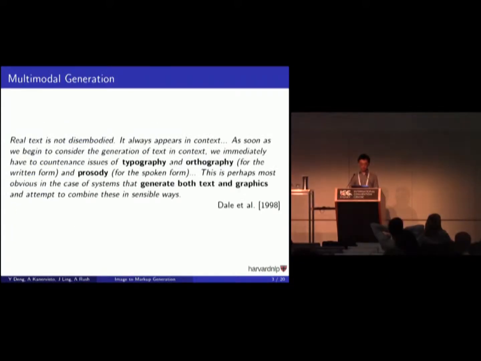So let me begin with a quote on document generation. Real text is not disembodied. It always appears in context. As soon as we begin to consider the generation of text in context, we immediately have two continuous issues of typography and orthography and prosody. This is perhaps most obvious in the case of systems that generate both text and graphics and attempt to combine this in sensible ways.